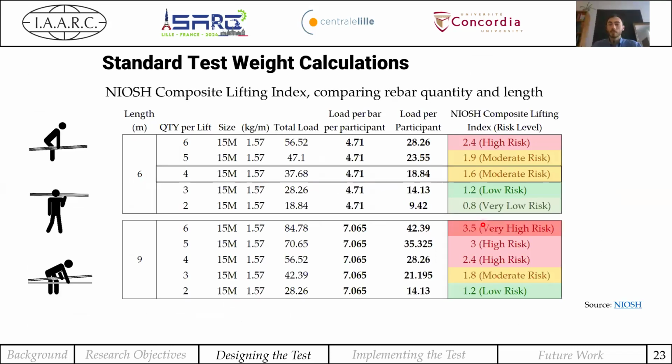We determined the load to be lifted, carried, and placed using the NIOSH Composite Lifting Index. This was to make sure that it was safe for all participants. And the chosen value was also verified to be realistic by the experienced rebar instructors.